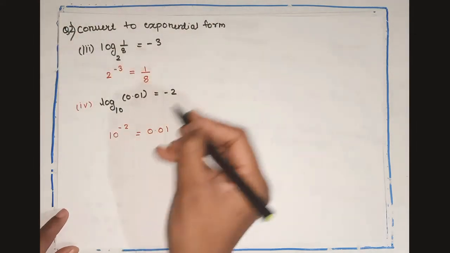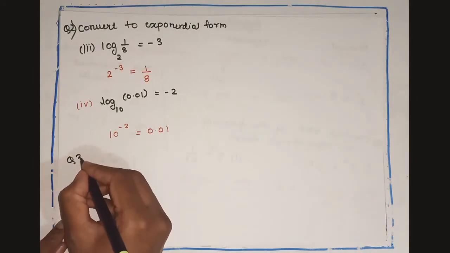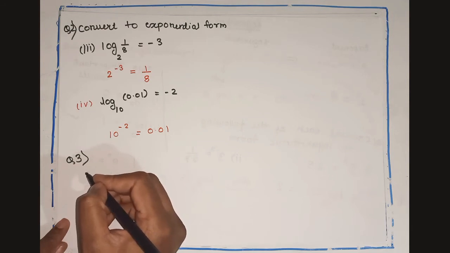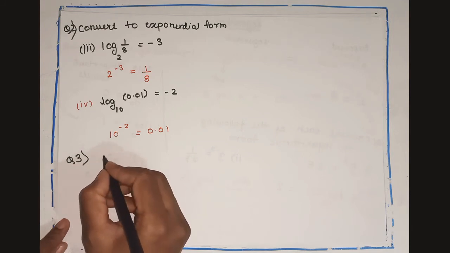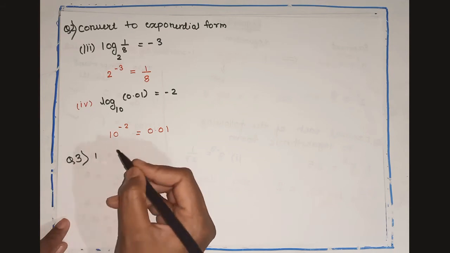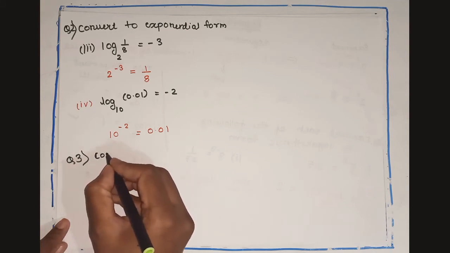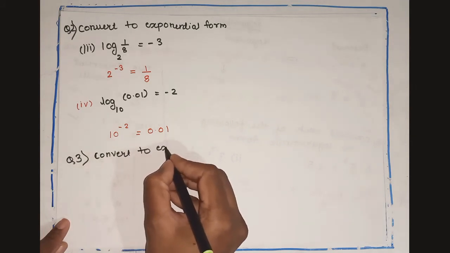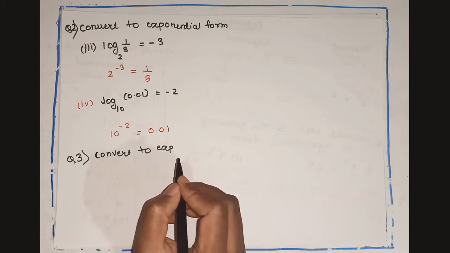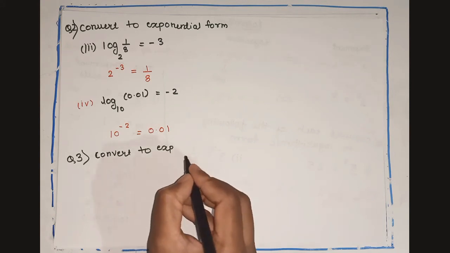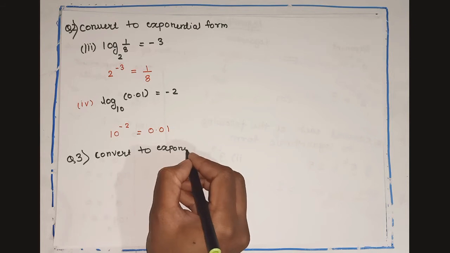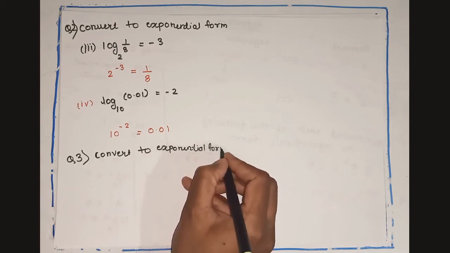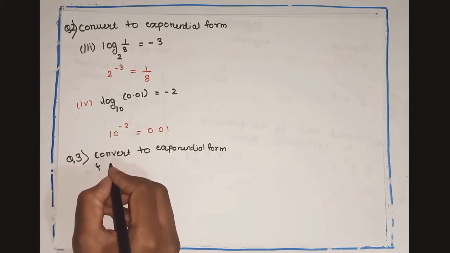Then the next, question number 3, this was your question number 2. Okay, now you see question number 3. In question number 3, by converting to exponential form, you have to find out the value of each. You have to convert this into exponential form. Okay, convert to exponential form. And find the value.